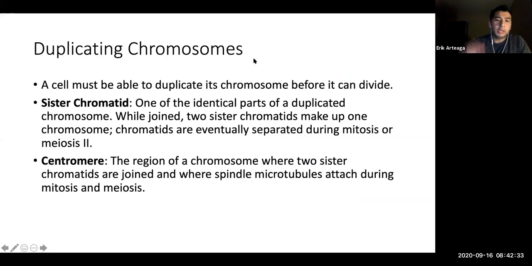All right, so duplicating chromosomes. A cell must be able to duplicate its chromosomes before it can divide, right? So sister chromatid, one of the identical pairs of a duplicated chromosome. While joined, two sister chromatids make up one chromosome. Chromatids are eventually separated during mitosis or meiosis II. The centromere is a region of chromosome where two sister chromatids are joined and where spindle microtubules attach during mitosis and meiosis.